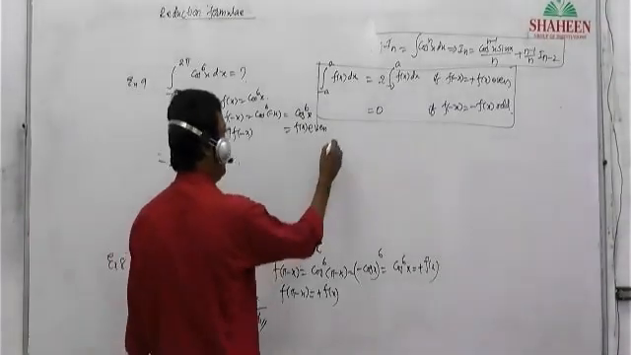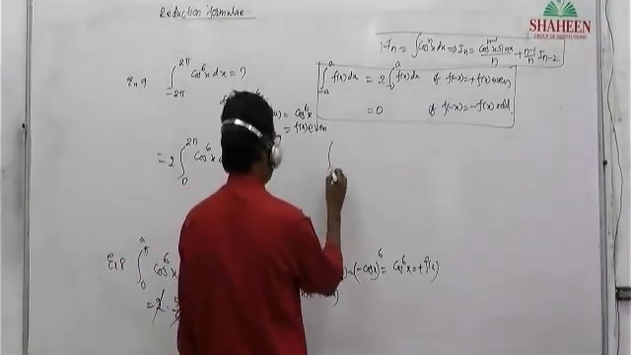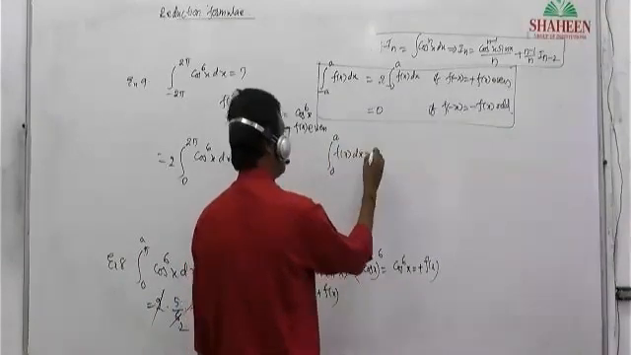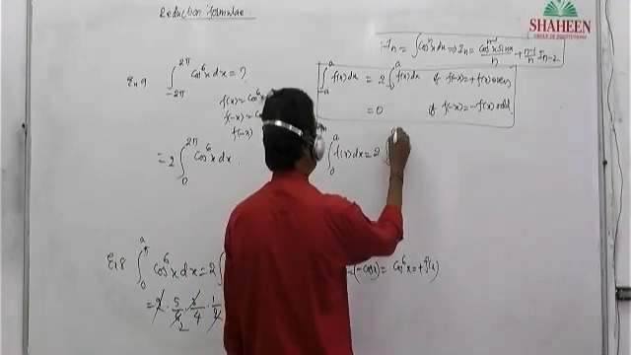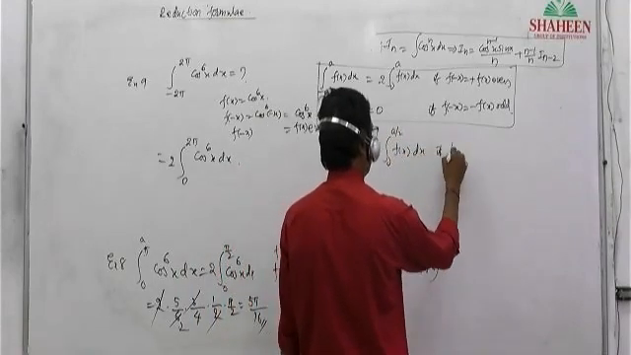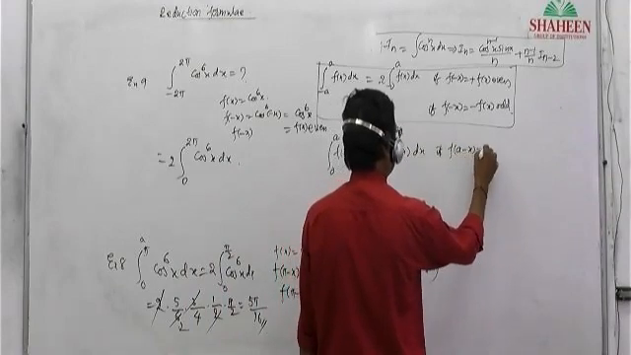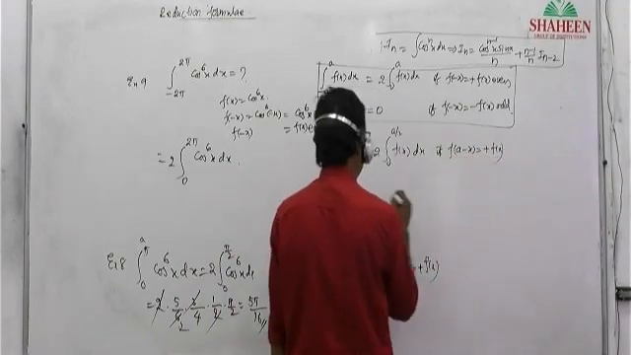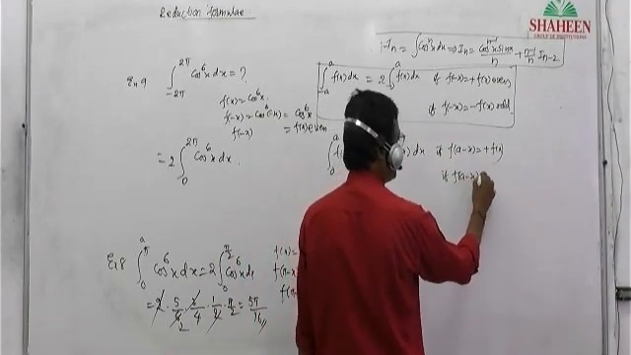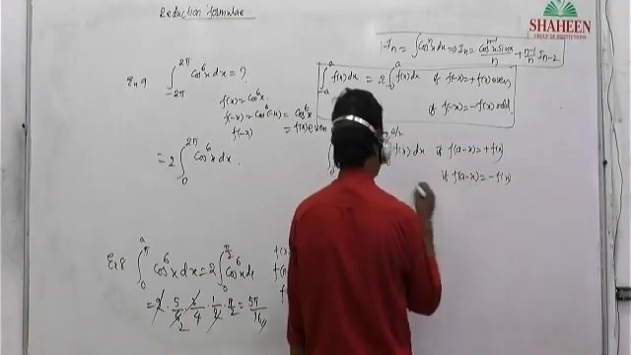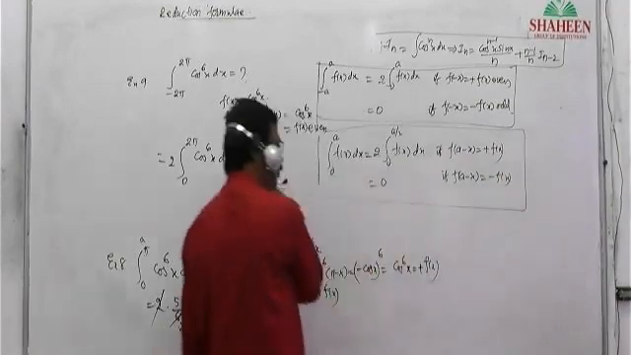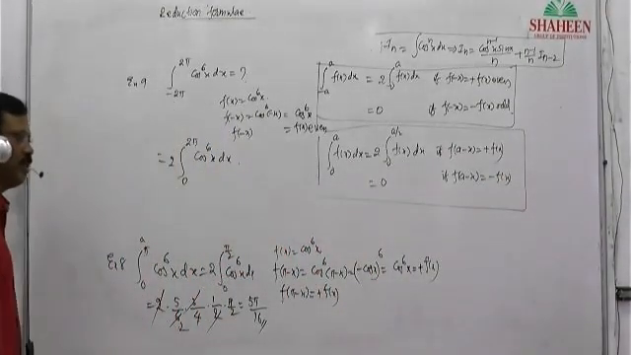Which property? For the integral from 0 to a of f x, we write 2 times the integral from 0 to a by 2, if f of a minus x is equal to plus f x. Suppose you get f of a minus x equal to minus f x, then we write 0. Let us apply this property. Is it okay, all of you?